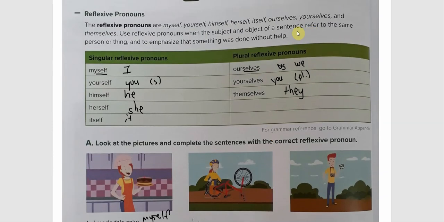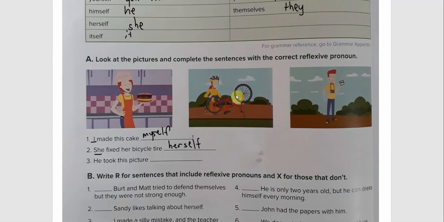All right, so up here it talks about something was done without help. So algo estaba cumplido sin ayuda. So ella hizo esto sin ayuda. Number 3, he took this picture. Here is he. So it is himself. All right, so that is exercise A.